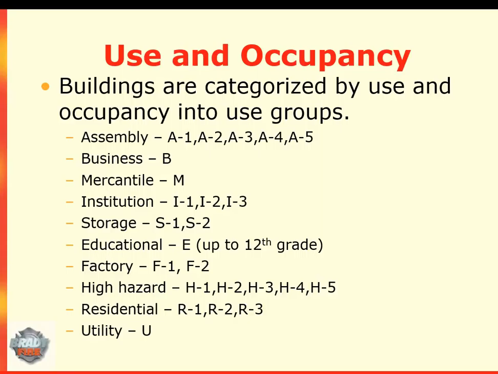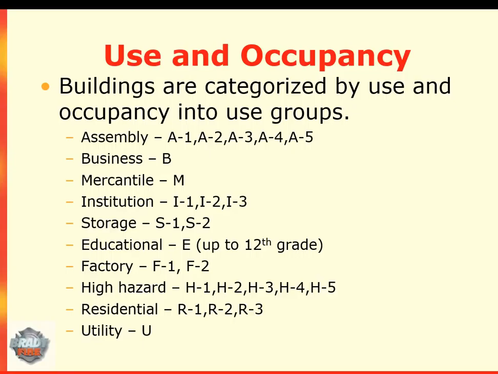Businesses are commercial offices that provide services with limited amounts of storage, examples being doctors' or lawyers' offices. Mercantile are commercial facilities open to the public, selling goods and products. Examples are hardware stores and supermarkets. Institutions are facilities where occupants are restrained or need assistance to evacuate, like nursing homes. Storage facilities generally are not open to the public, and they're subdivided based on the flammability of the materials being stored. An S1 is combustible and limited flammable liquid storage. S2 is non-combustible storage, such as metal pipes.